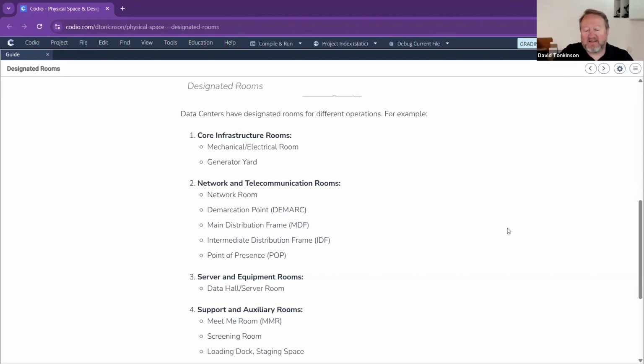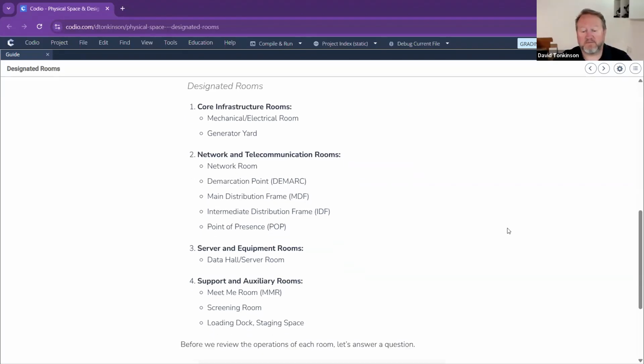So let's carry on with the data center designs. We have a core infrastructure, which is your mechanical electrical room and your generator yard. That is what we call core infrastructure rooms. Notice all these are going to be plural. Yes, you can have multiple core infrastructure rooms without any problems. Your generator yard will be outside more likely than inside. So you'll probably have a mechanical room where all the electrics come in and your big switching systems are, and then a generator yard outside. You may have two generator yards. You may have two electrical rooms.